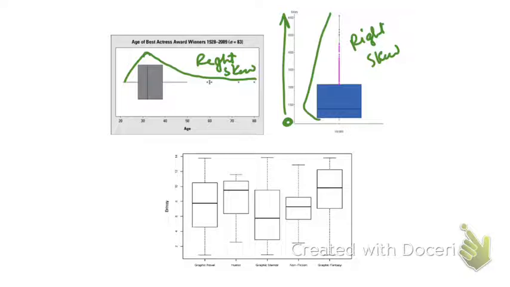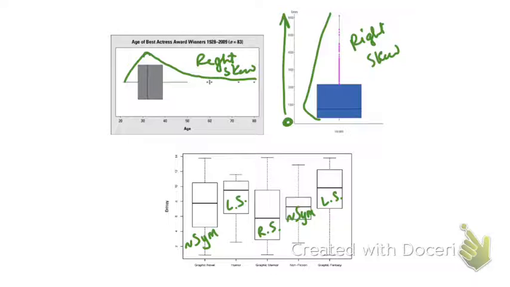Okay? There's a lot going on. Looking at the one on the bottom here, there are 5 boxes. Again, make sure you're going from lowest to highest number, tilting this the correct way. The first one on the far left, the graphic novel, what do you think? That one's approximately symmetric, I would agree. How about humor? Left skew, I would agree. Graphic memoir, it's got a little bit of a right skew. And then nonfiction, approximately symmetric. And then graphic fantasy, left skew. Cool. Do you have any questions on that? Perfect. Again, don't ever tell me that it's uni or bimodal because you don't know that. You can only tell skewness or symmetry.